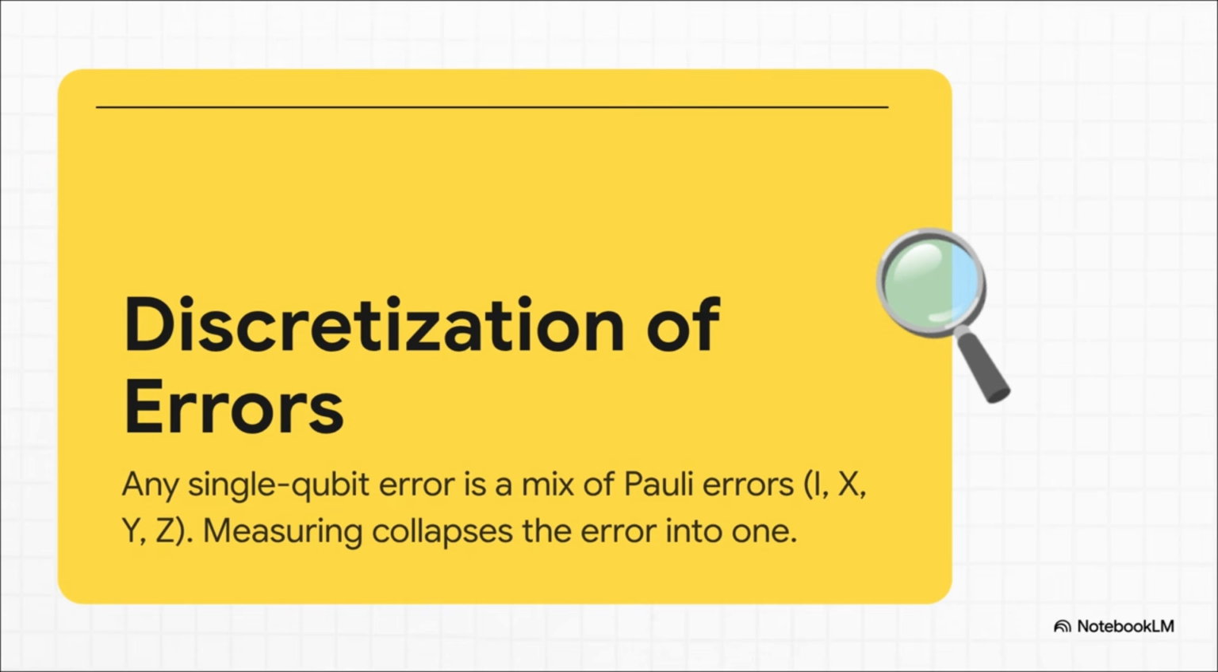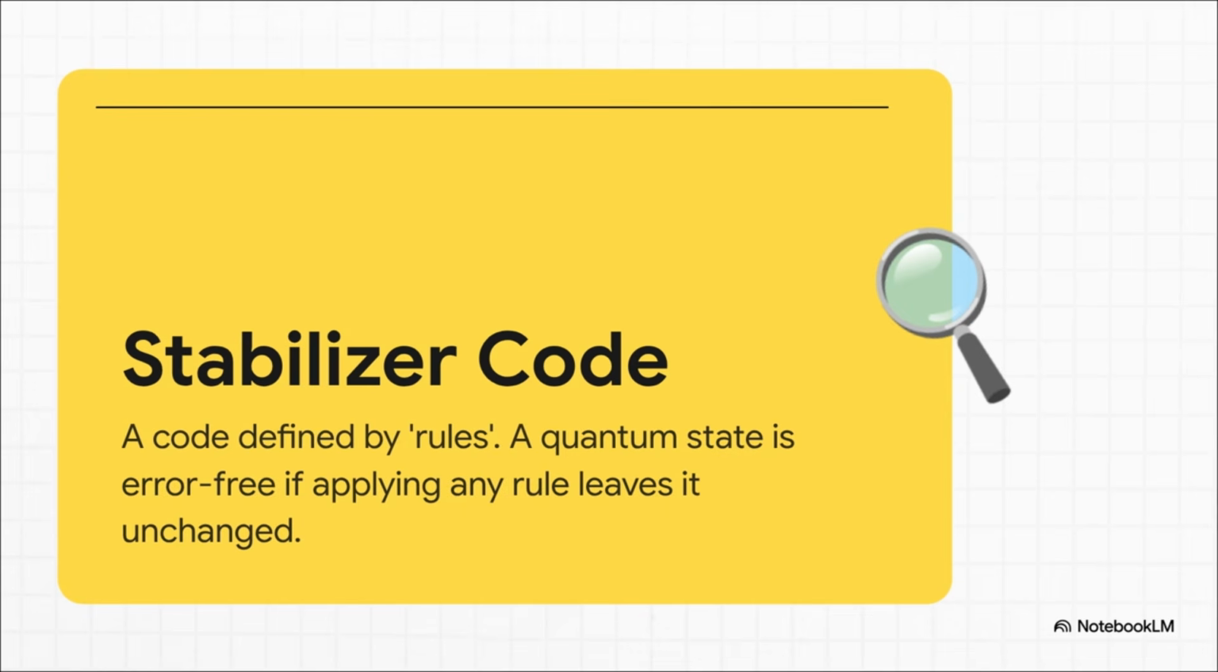This idea just completely transformed the problem. Instead of chasing this infinite ghost, we just need a solid systematic way to build code that could reliably spot and fix our 3 basic error types. What we needed was a rulebook, and that rulebook is something known as a stabilizer formalism.